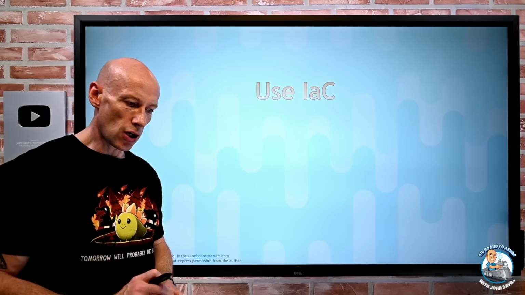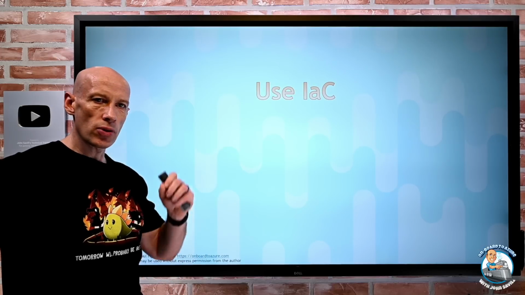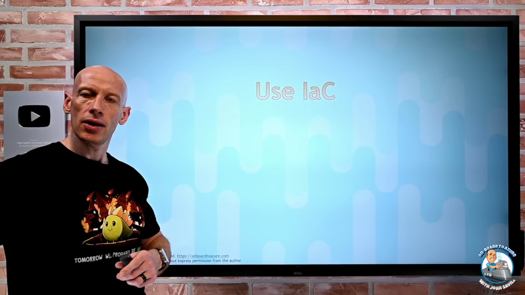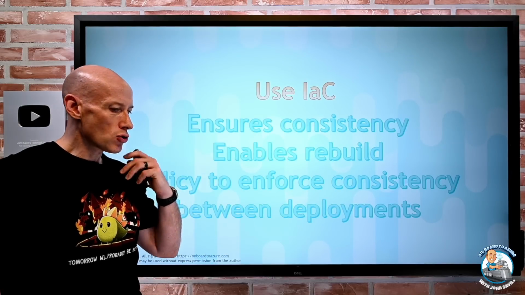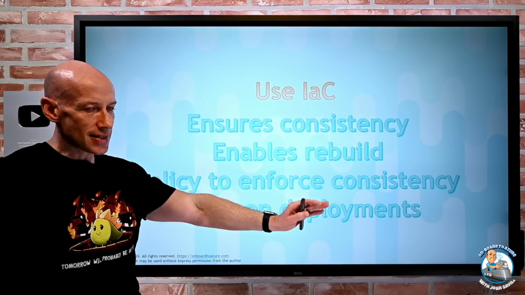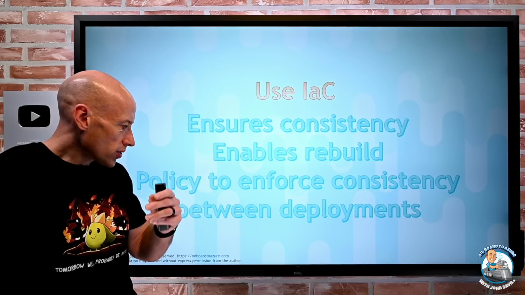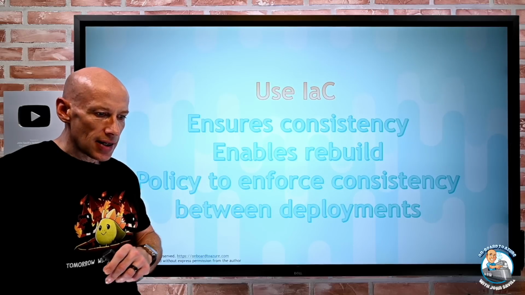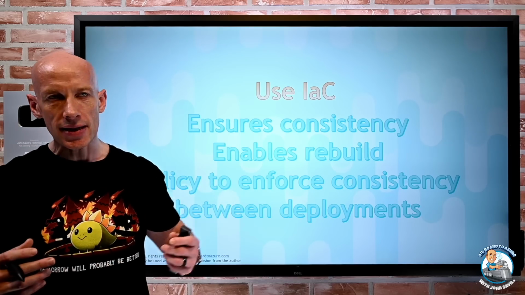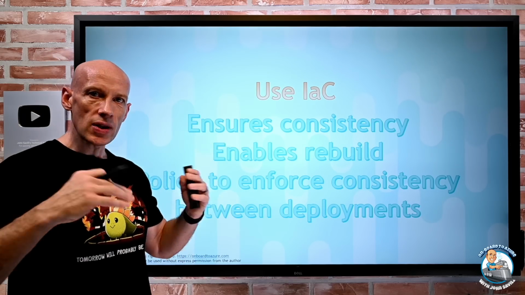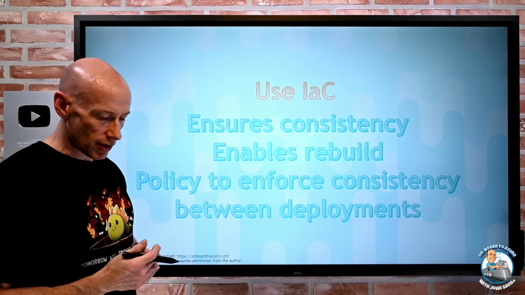Use infrastructure as code. When you are deploying your services, don't click in the portal. You're going to click different things. It's not scalable. It's not fast. If I use infrastructure as code, it's going to ensure consistency. It lets me rebuild very, very quickly. I can use policy to enforce consistency between different environments. So never think of, hey, I want to manually go and deploy this thing or create this thing. Use infrastructure as code. It's in my Git repo. I'm using pipelines to create. It's going to guarantee the best experience.